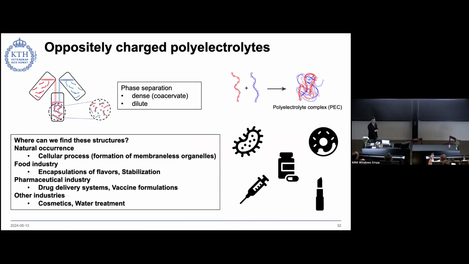And there is a phase separation here, where the dense one is more condensed, which we call the coacervate phase. And the other one, which is a mix of the ions or isolated polymers, is the dilute phase. This simple mechanism is so useful in industry. It can naturally happen in our body and in the food industry, drug delivery systems, even vaccine formulations, cosmetics, and water treatment.